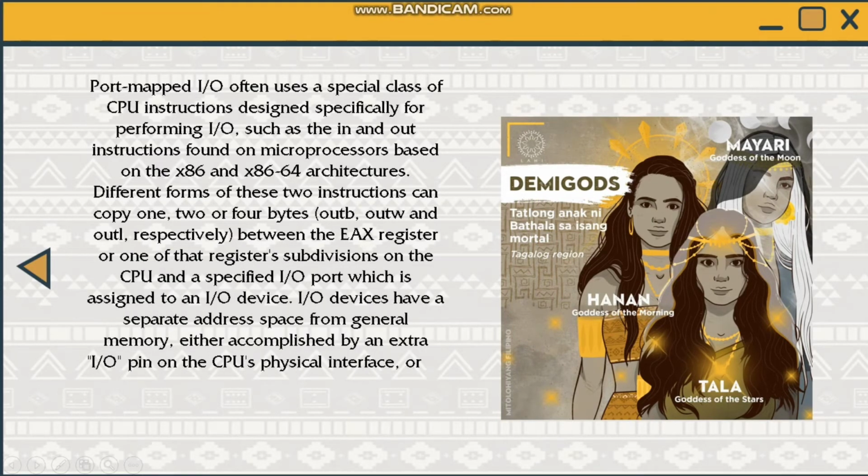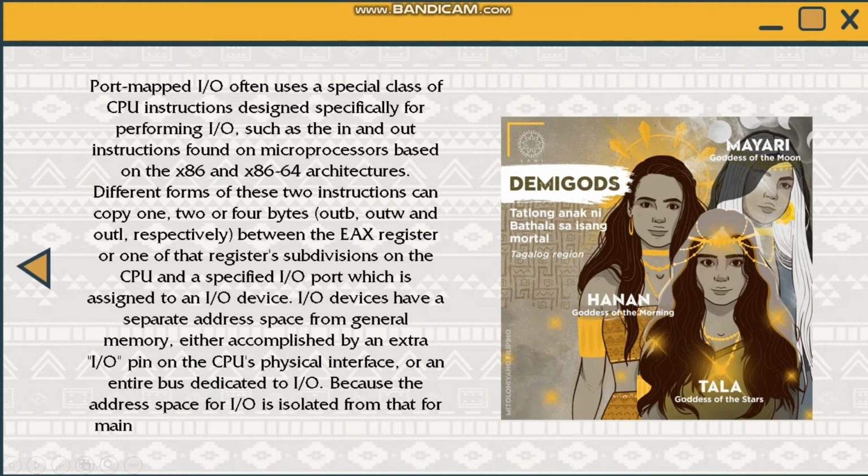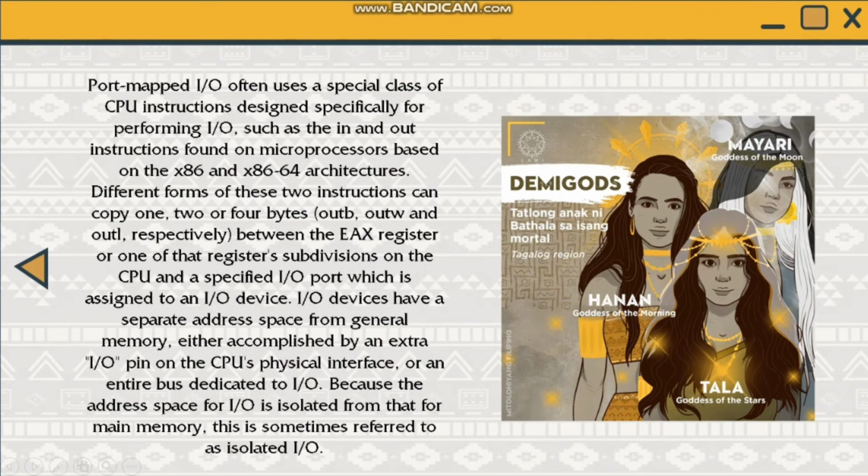Port mapped I/O often uses a special class of CPU instructions designed specifically for performing I/O, such as the in and out instructions found on microprocessors based on the x86 and x86-64 architectures. Different forms of these two instructions can copy 1, 2, or 4 bytes, outb, outw, and outl respectively, between the EAX register or one of the register subdivisions on the CPU and a specified I/O port which is assigned to an I/O device.